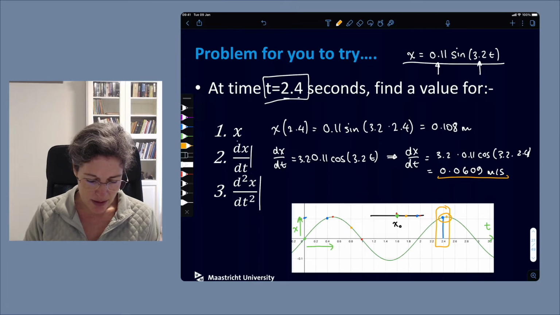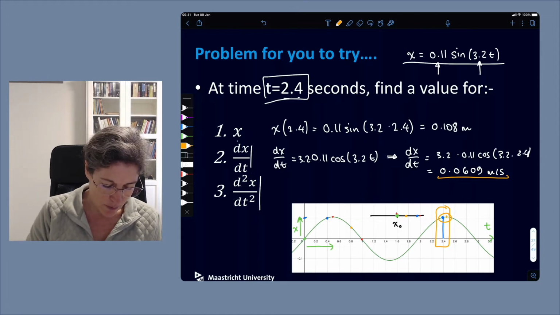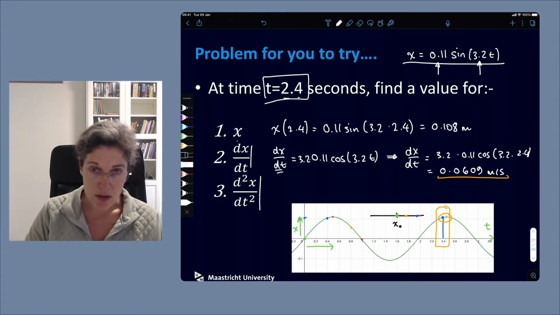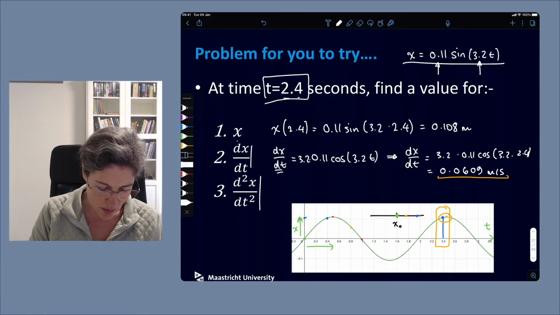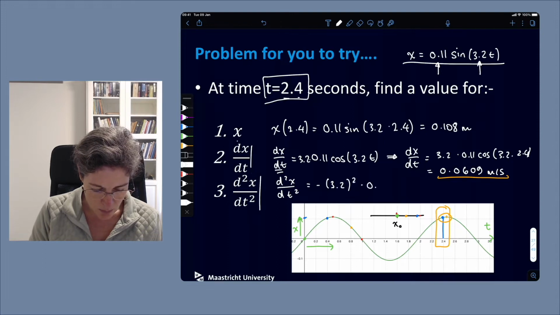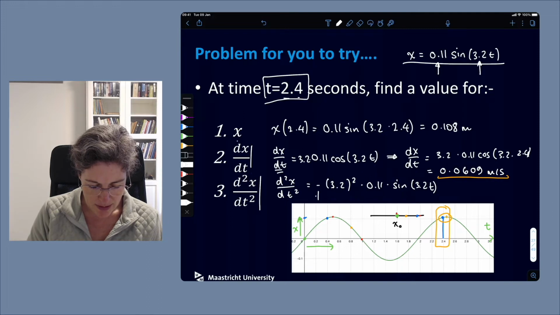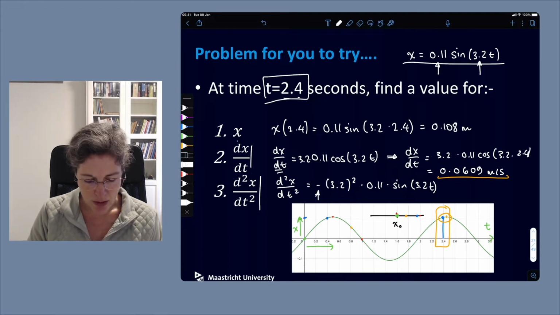And finally, let's have a look at its acceleration. So for this, we need the second derivative. So we can just take the derivative of our first derivative. So let's just do that. And we're going to end up with the acceleration is equal to, and you can check this, 3.2 all squared times 0.11 times the sine of 3.2 times the time. Okay, this sine is important here, and that comes out because we differentiate cosine, and the derivative of that is minus sine.